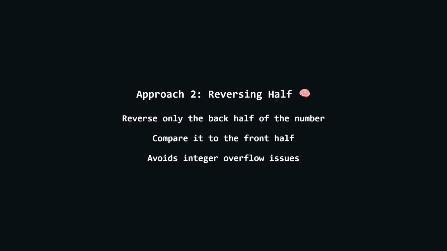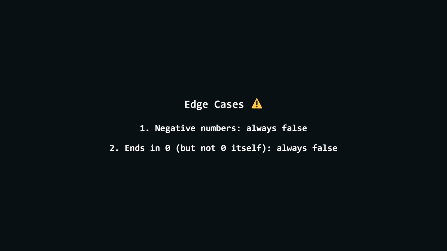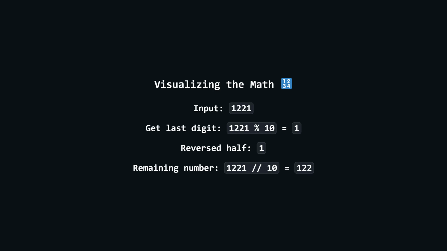To do this without strings, we can reverse the back half of the integer and compare it with the front half. This is a neat trick that also keeps us safe from integer overflow issues. Before we do any math, we can handle some quick edge cases. First, any negative number cannot be a palindrome. Second, if a number ends in 0, it must start with 0 to be a palindrome, which only happens for the number 0 itself. Let's visualize this with the number 1221.